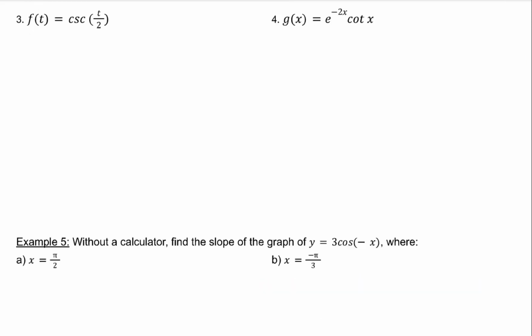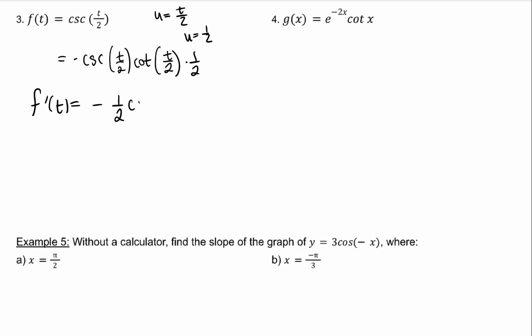The derivative of cosecant u is negative cosecant u times cotangent u times u prime. Number 4 will require the product rule.